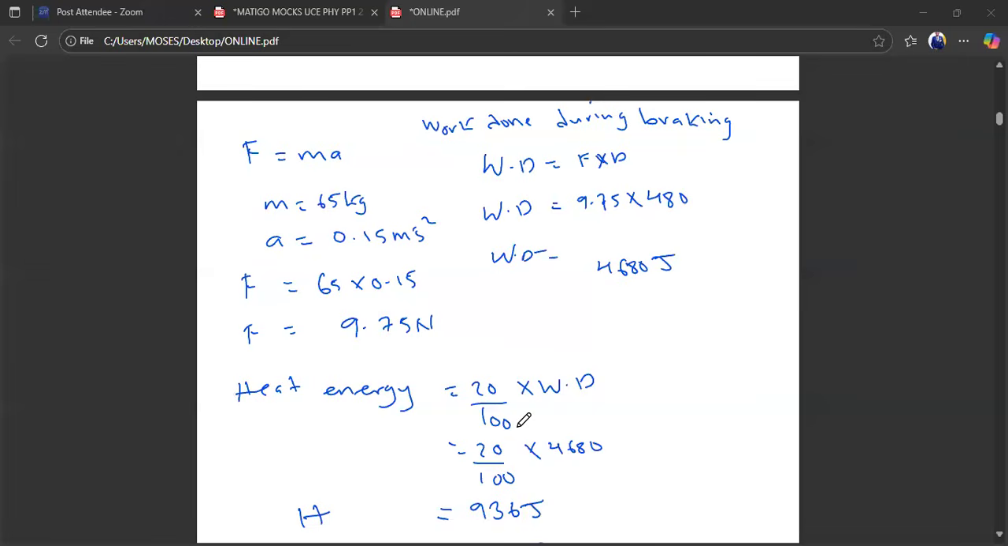Yes, Blessing. Good afternoon. Is there a standard equation to help us find heat energy, or where are we getting that 20 out of 100? That one is coming from the question, because they say that 20% of the work done during the break. Is there a formula we can use to find heat energy? No, there is no formula. You just need to interpret the question, analyze it very well, and then use the information given to you.